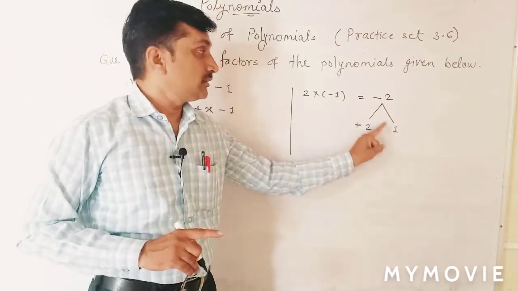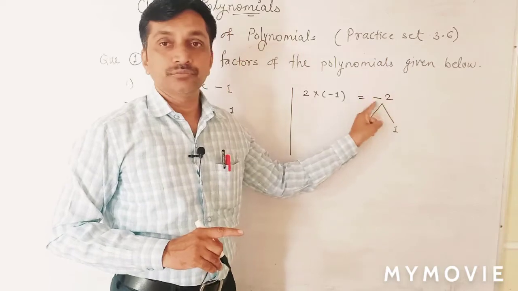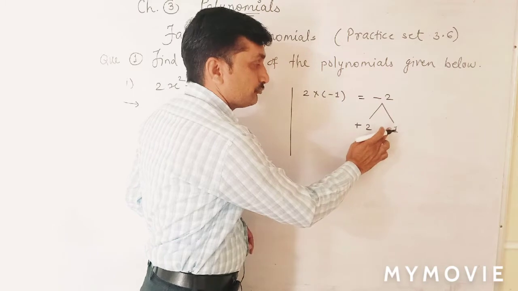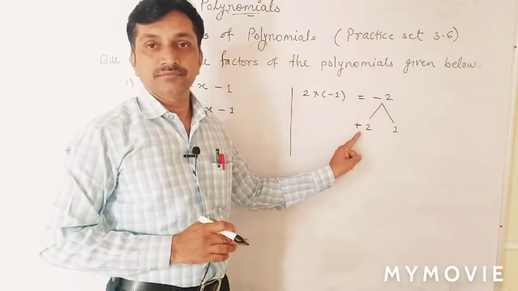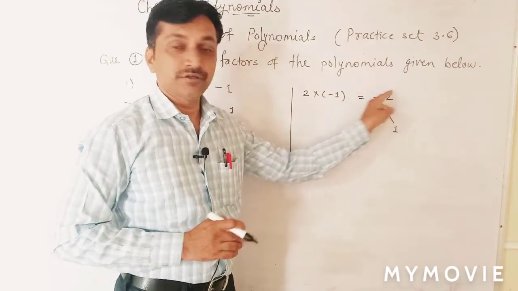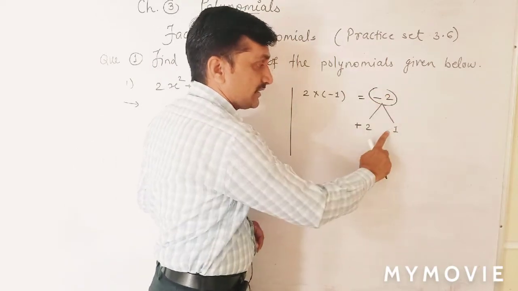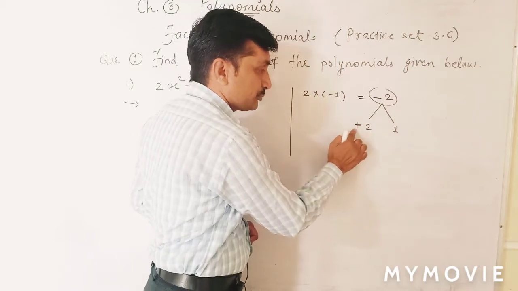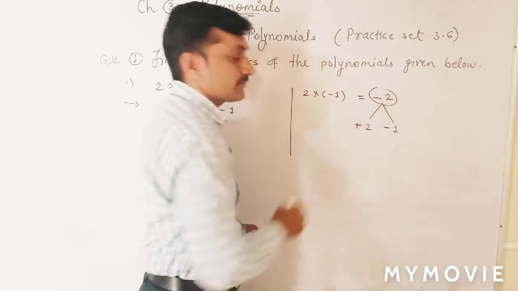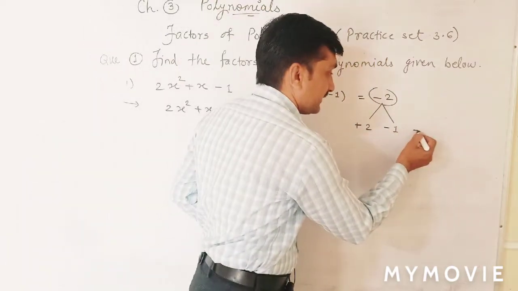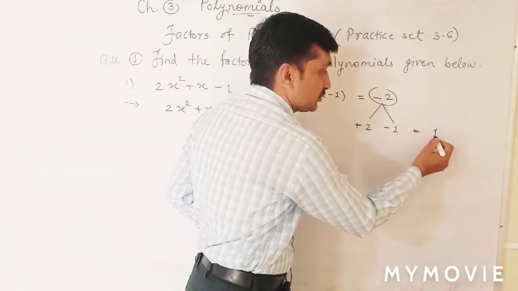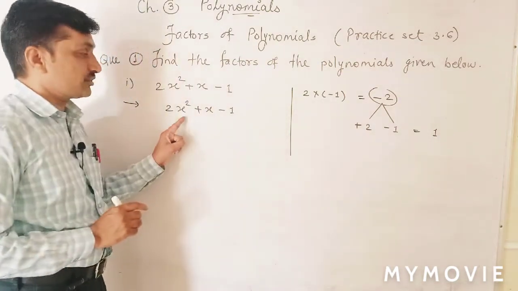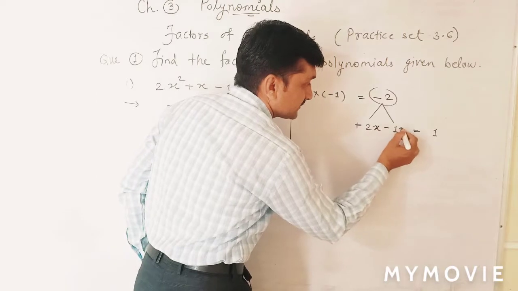Now what about this? Here the product is negative, that's why the sign of the smaller factor is opposite of the bigger factor. Opposite of the bigger factor means minus. And if we add it, 2 minus 1, we get 1 here, plus 1, which is the middle term. And these are our factors. What is the variable? x. Then I write here x.